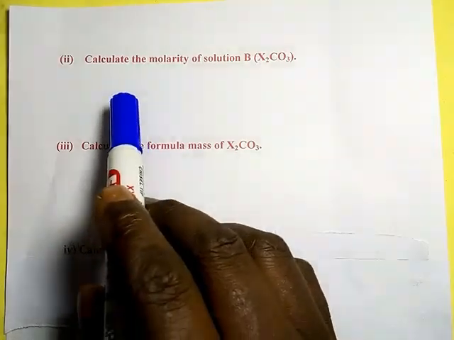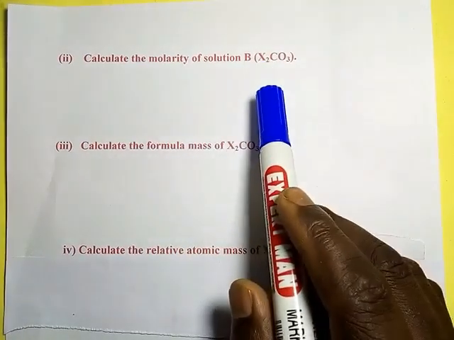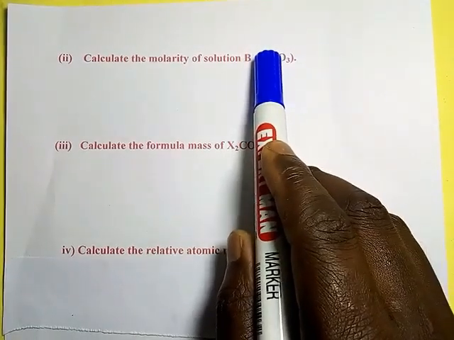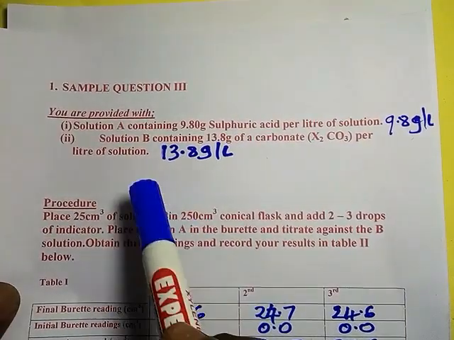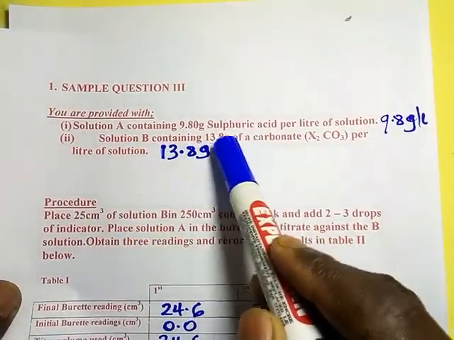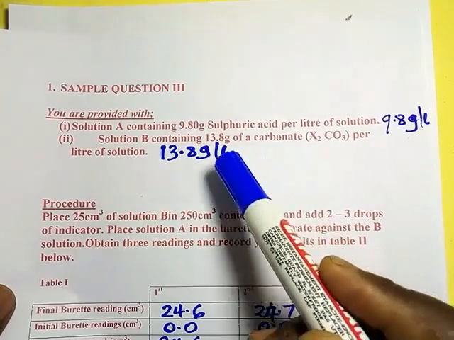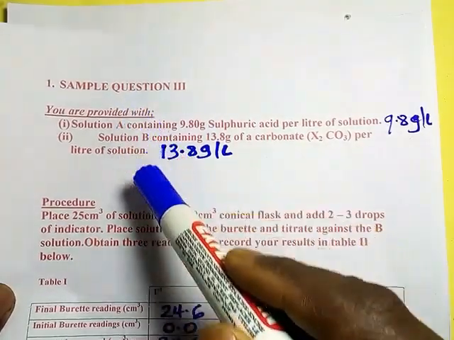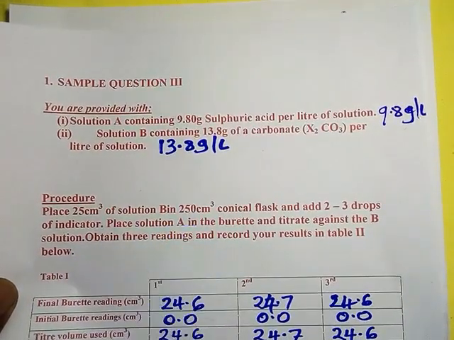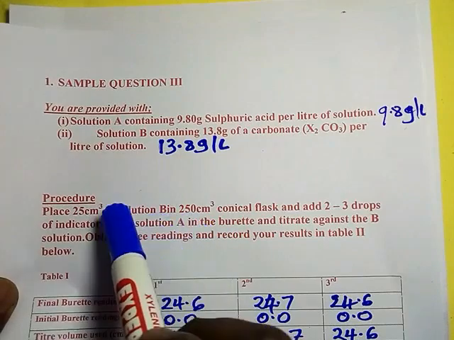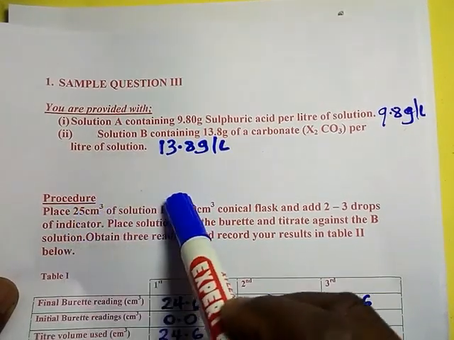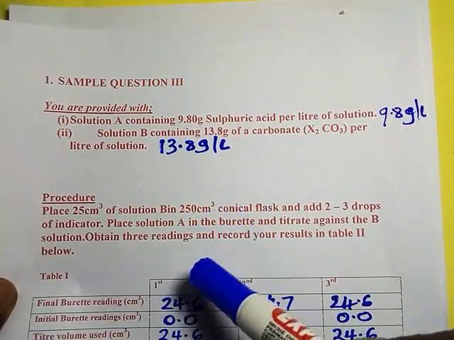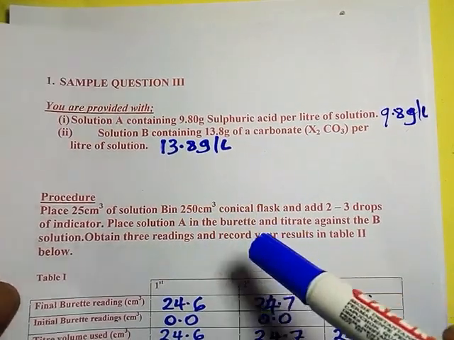Calculate the molality of solution B. We are asked to calculate the molality, but we are only given the mass in grams per liter, and there is nothing more. Therefore, we must check the relationship between solution B and A. Remember, A reacted with 25 centimeters cube of B. Now we have the molality of A. We can use the mole ratio to get the number of moles of B.